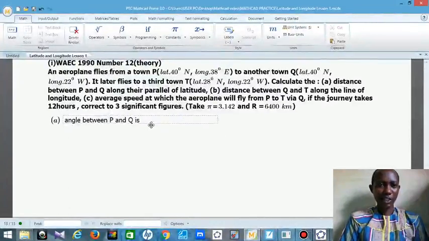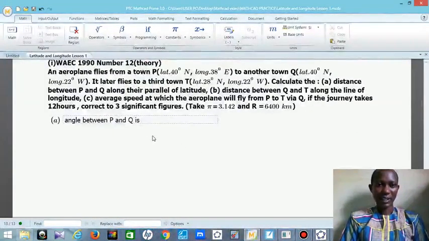Remember when I started this topic, I said angle between 2 points is very, very important. If you don't understand it, you need to practice it. That is the only way you can get it. Or you go through our previous class to understand it very well. So P and Q, they are standing on latitude 40 degrees north. You can see they have a common latitude. Then 38 east, 22 west.